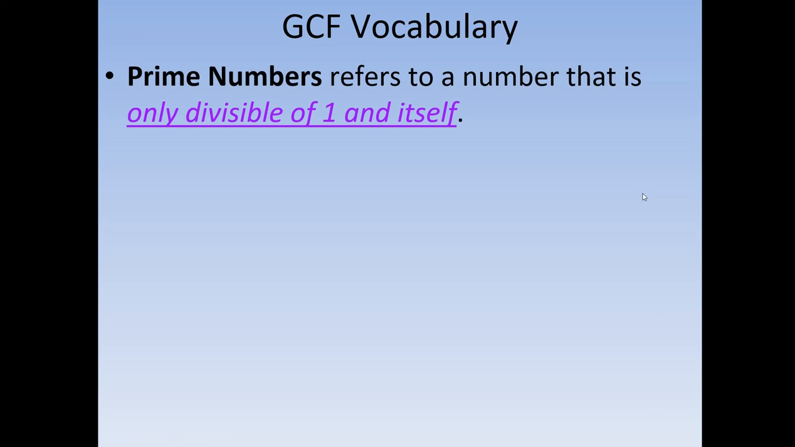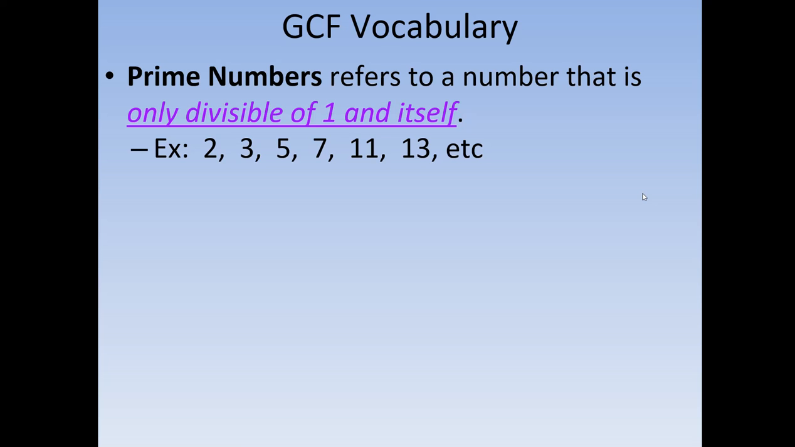For example, prime numbers. You should know that prime numbers are numbers that are only divisible by one and itself. Examples of the smaller prime numbers are 2, 3, 5, 7, 11, and 13. One note, the number 1 is actually not considered a prime number.